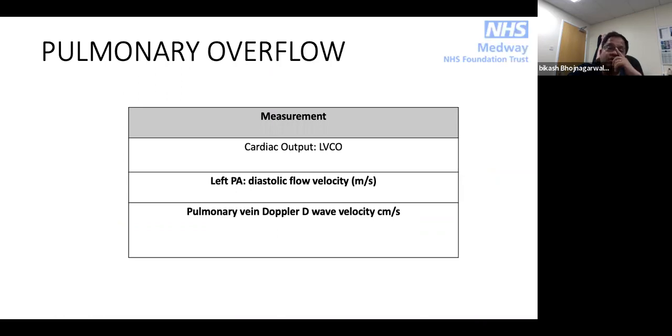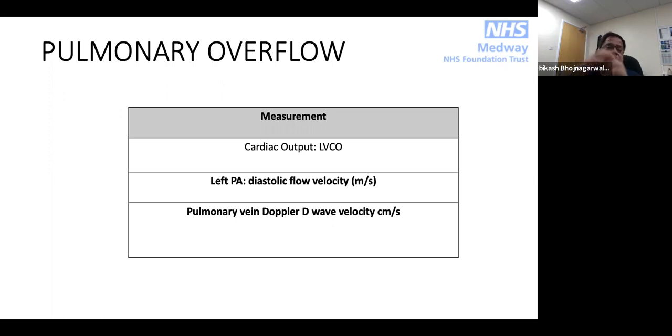One thing which I would significantly believe, and which has been shown to have a significant substantiation in terms of shunt volume, is pulmonary overflow. And there are various ways of measuring pulmonary overflow. One of them is cardiac output. And Jay did a presentation 2 weeks ago about cardiac output.